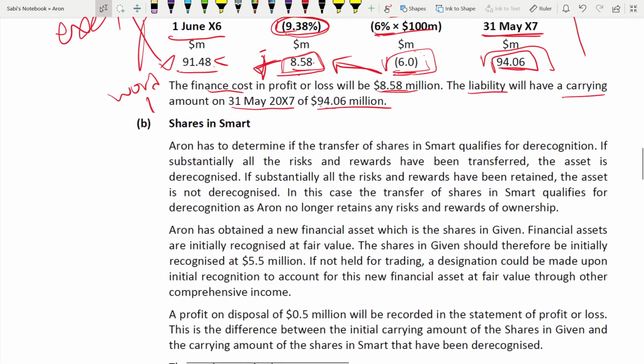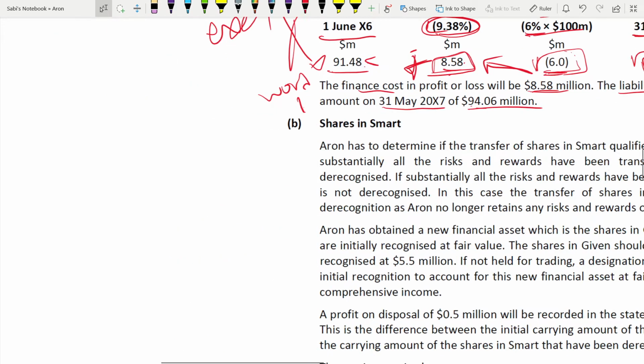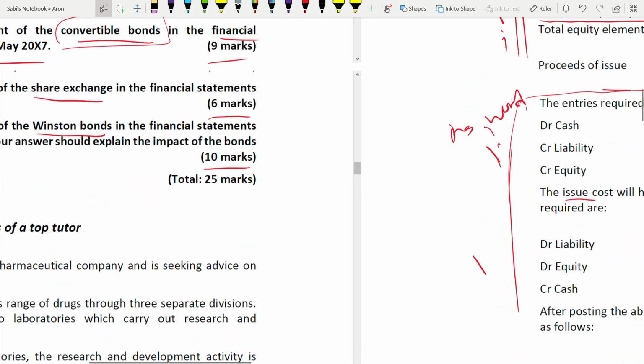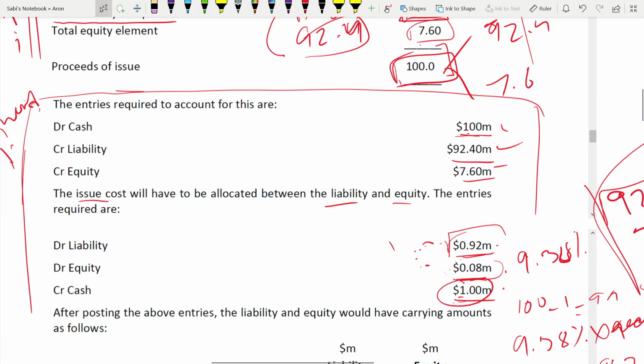Shares in Smart. What kind of transaction is this? This is not a financial liability. This is not an equity. This is a financial asset. If you can understand this, it's a financial asset. You are having shares in another company, and through that you can receive income, right? Dividend. So it's a financial asset. And I think it's for 6 marks. Yes, it's for 6 marks.